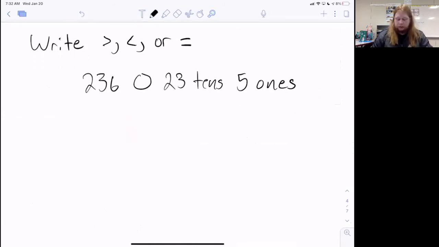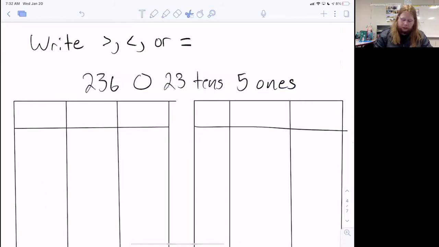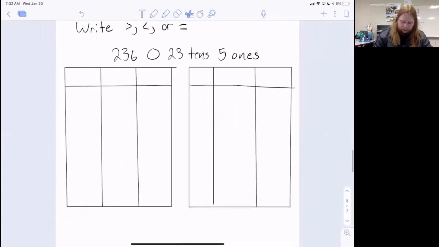We have 236 is greater than, less than, or equal to 23 tens and 5 ones. So we're going to do the same thing we did last time. And I'm going to zoom out a little bit so we can see the whole thing. So remember, I'm going to put an H for 100, a T for 10, and an O for ones.